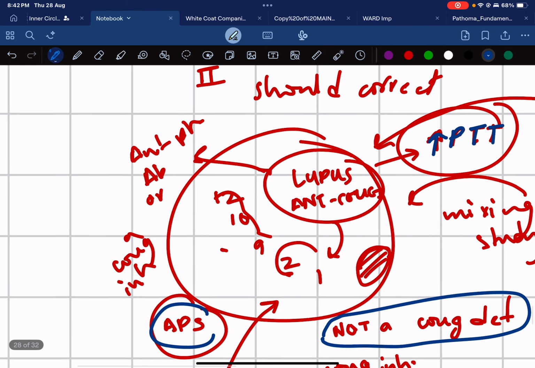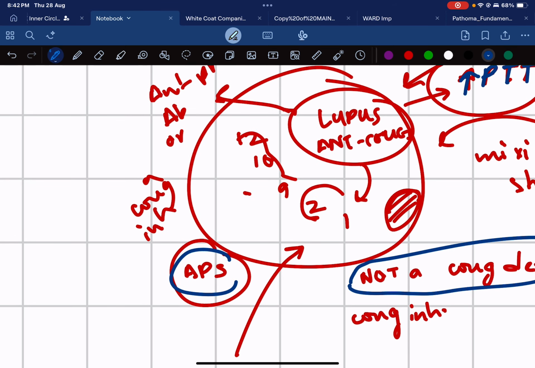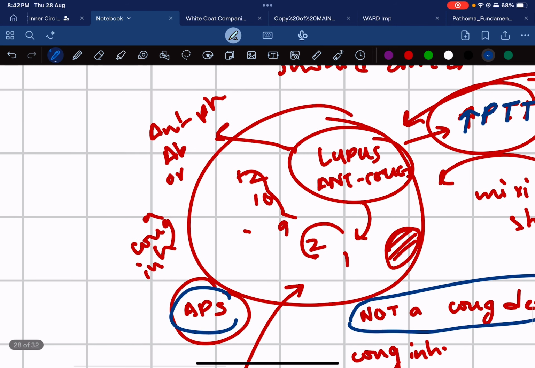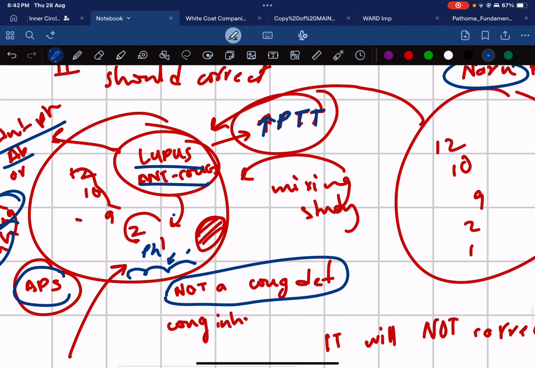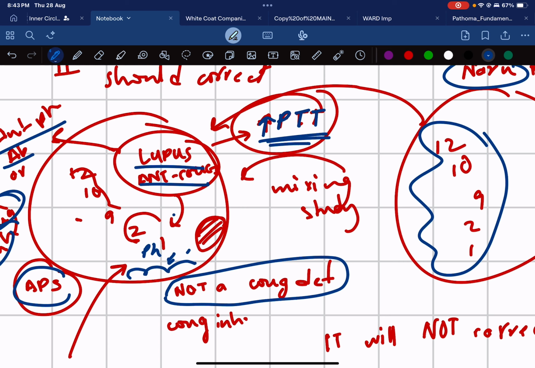Why? Because the main problem in the plasma of the patient with antiphospholipid antibody syndrome is that they have something called the antiphospholipid antibody, or a coagulation inhibitor, or a Lupus anticoagulant. What this antibody does is that it combines with the phospholipids and stops them from binding to the endothelial surfaces and forming a clot. So even if we supplement them with all the coagulation factors, the coagulopathy does not correct, and what we get is an elevated PTT.